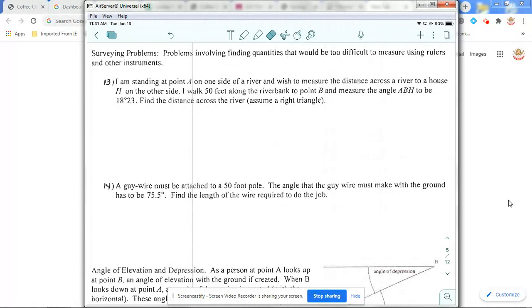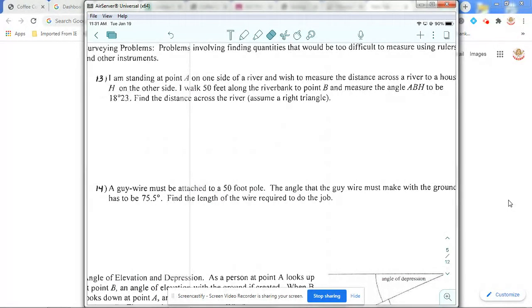So on 13, I'm standing at a point A on one side of a river and wish to measure the distance across the river to a house H on the other side. I walk 50 feet down the riverbank to point B and measure angle ABH to be 18 degrees 23 minutes. The minute symbol is missing. Find the distance across the river. We're going to assume it's a right triangle.